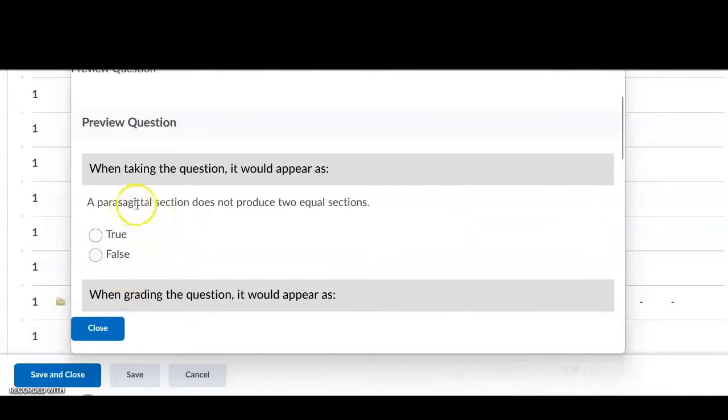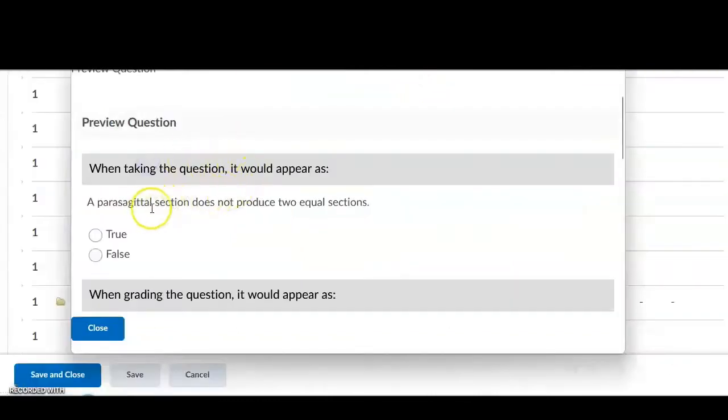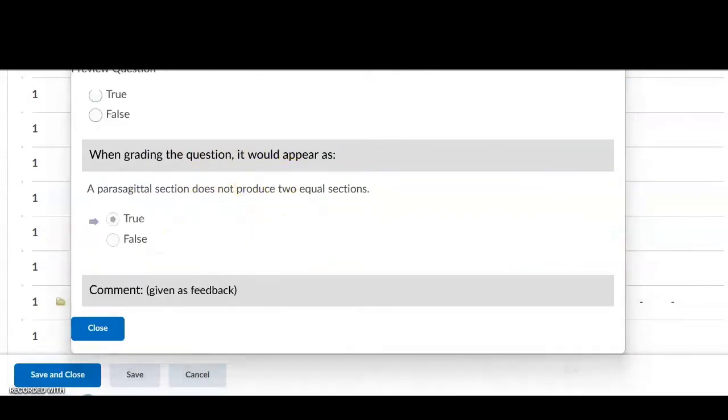Okay, next question. A parasagittal section does not produce equal sections. Now, a mid-sagittal produces 2 equal sections, right? So it's going to cut the body in half, and it's going to give you the right side and the left side 50-50. Let's take a look at the figure. Mid-sagittal will cut the body in left and right 50-50. A parasagittal will cut the body also in left and right, but it's not going to be 50-50. It's maybe 25 and 75%, but it's not 50-50. Going back to the question, then the parasagittal section does not produce 2 equal sections, and that would be true. And that's what we have right here.